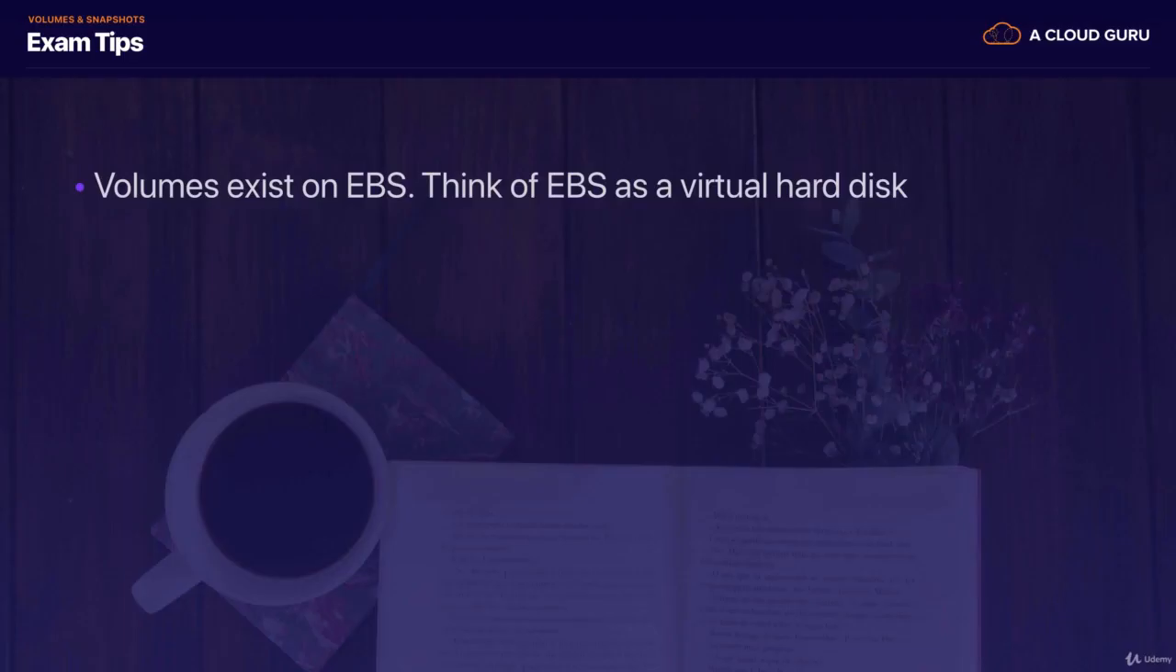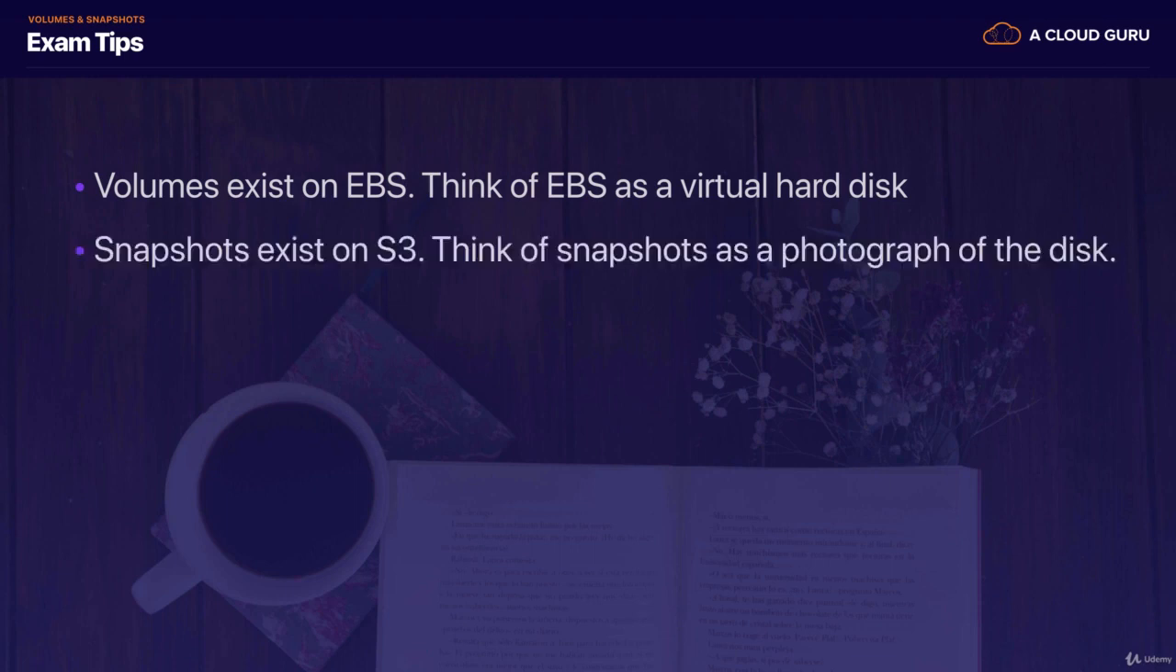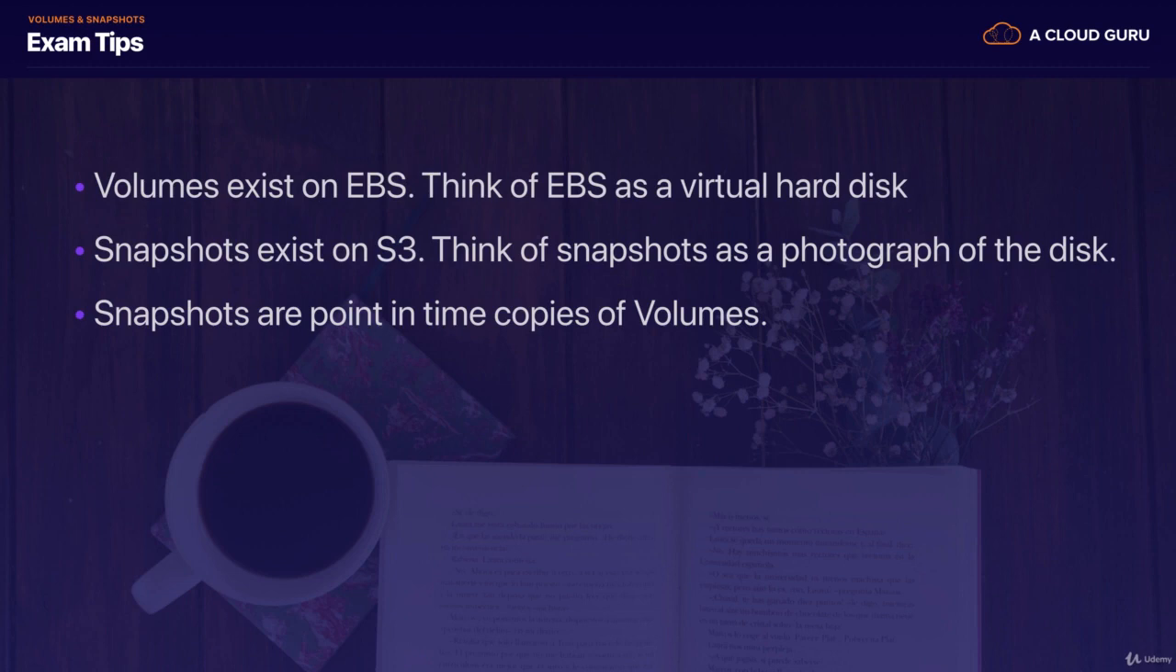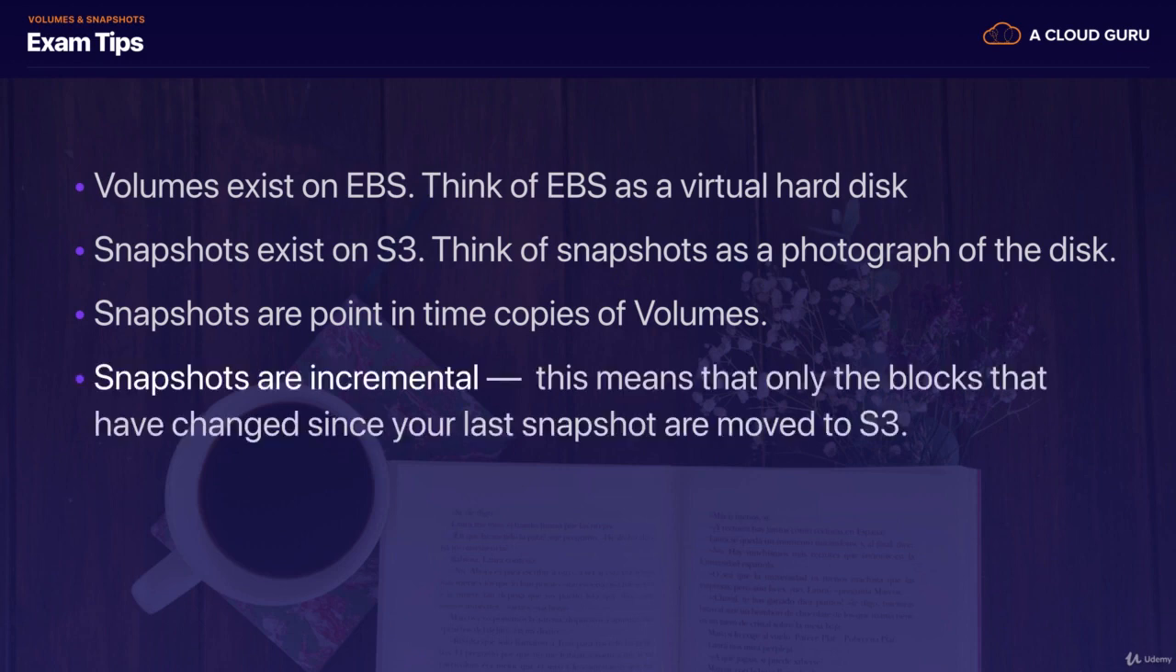So just remember that volumes exist on EBS, and just think of EBS as a virtual hard disk drive in the cloud. Remember that snapshots exist on S3. So when we created that snapshot, that's going to take a photo, and that photo is stored on S3. And like I said, just think of snapshots as a photograph of the disk. Remember that snapshots are point-in-time copies of volumes. So when you take that snapshot, that's how that volume existed at that particular point in time.